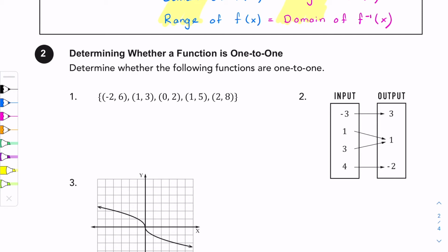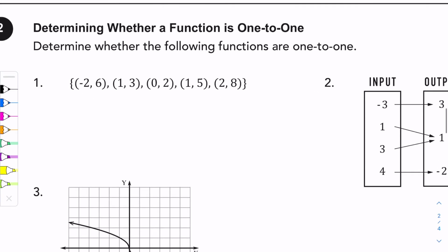Example set 2. We need to determine whether a function is one-to-one. The first example, we have a list of ordered pairs. When you have a list of ordered pairs, or if you're looking at a function on the graph, remember that it needs to pass both the horizontal and vertical line test, which means there can be no repeated x values and also no repeated y values. You can only have one point on each of those horizontal or vertical lines.